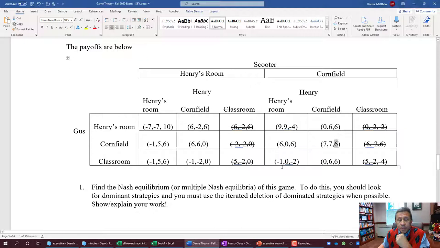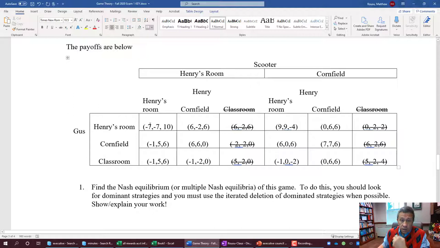Now that we've eliminated one strategy for Scooter, however, we can go back and look at Gus and see, are any of these strategies now dominated, right? This is called the iterative deletion of dominated strategies. So let's just take a look here.